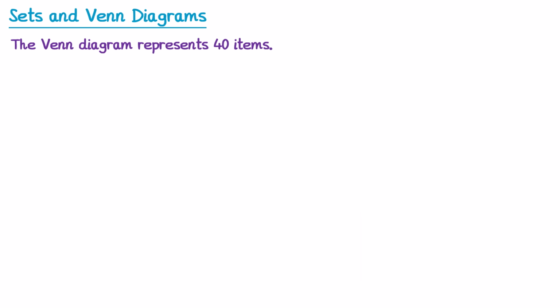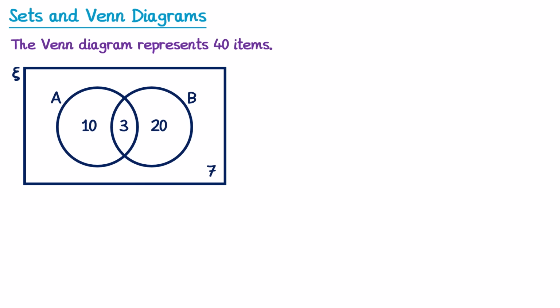Here we're told about a Venn diagram which represents 40 items, and we're asked to work out P(A), which means the probability of A. Since we're doing the probability of A, we're looking for the probability that we select an item that's inside the A set. Inside the A circle here we have 10 and 3, which makes a total of 13 items. So the probability that we'd select one from here is 13 out of the total, which we are told in the question is 40 items. So it's 13 out of 40.